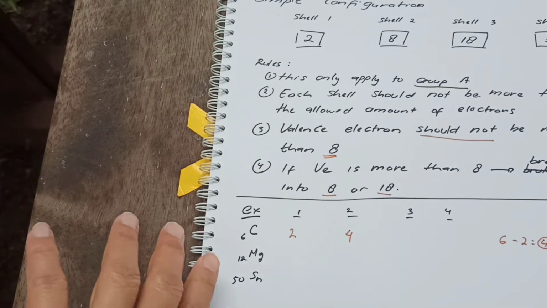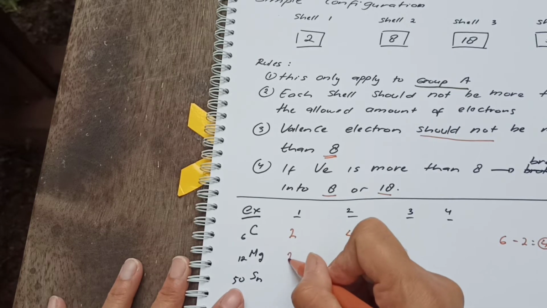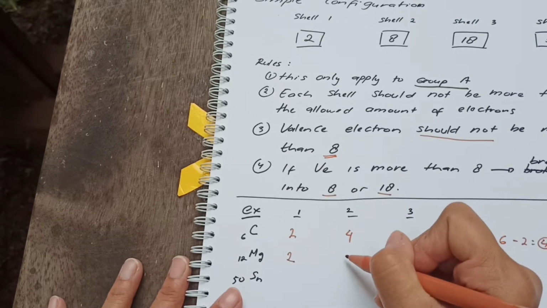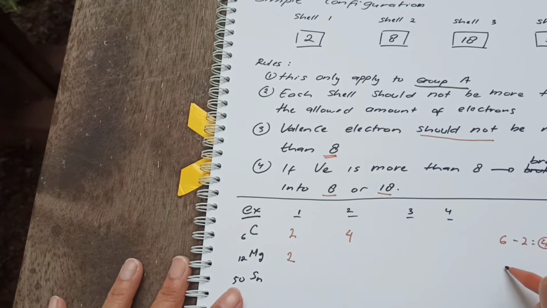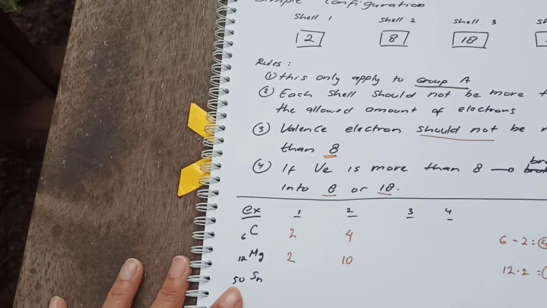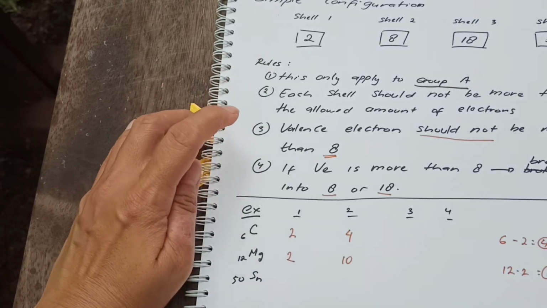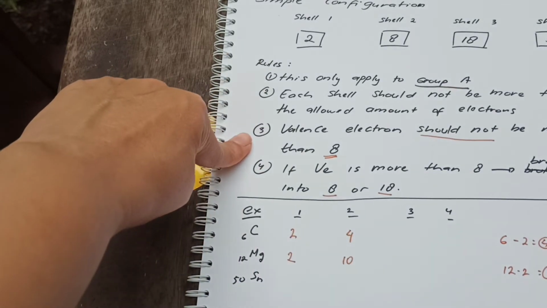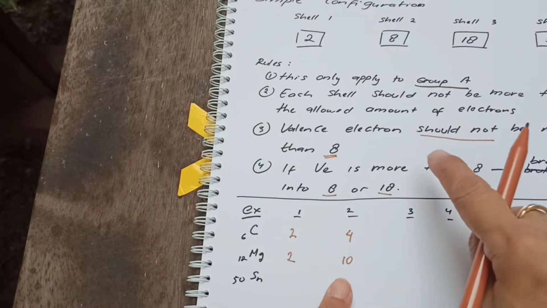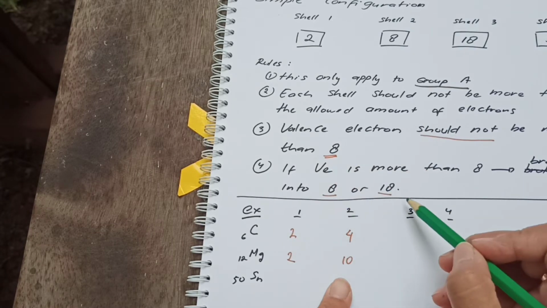Then for magnesium, you have 12 electrons. You put 2 here, and how much more do you have? 12 minus 2. You still have 10 more electrons. Then you suddenly just put 10 here. Is it allowed? Of course not, because this breaks the rule number 3, which means outer electrons should not be more than 8. Then you need to break them down into 8 or 18.